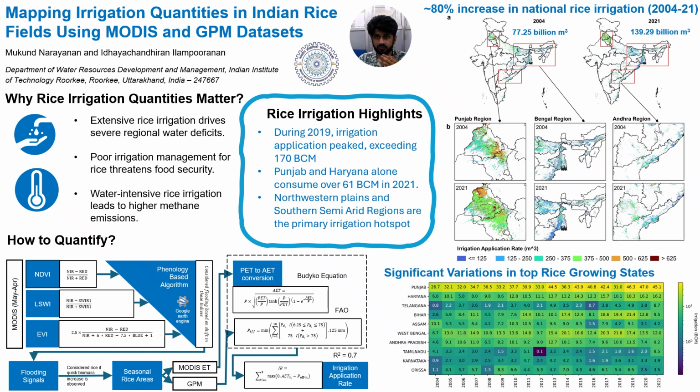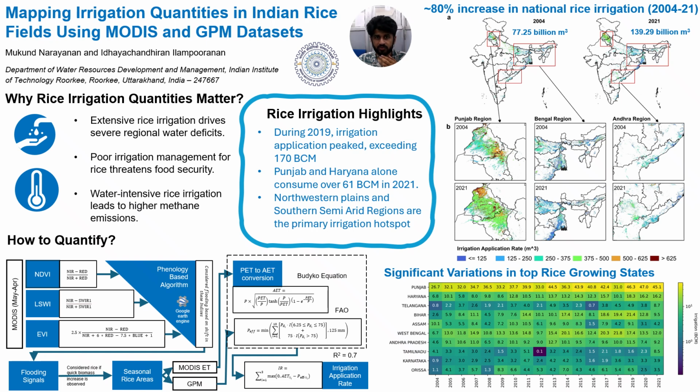Furthermore, extensive flooding of rice paddies is a major source of methane emissions, which is a potent greenhouse gas, 28 times more potent than carbon dioxide, making it a food security and a climate change issue. Therefore, there's a need to quantify this irrigation.